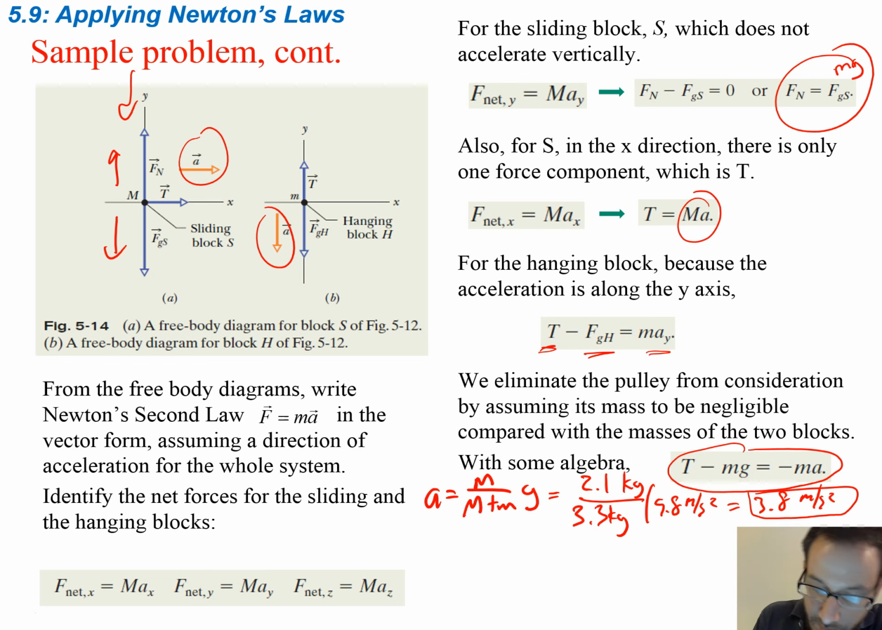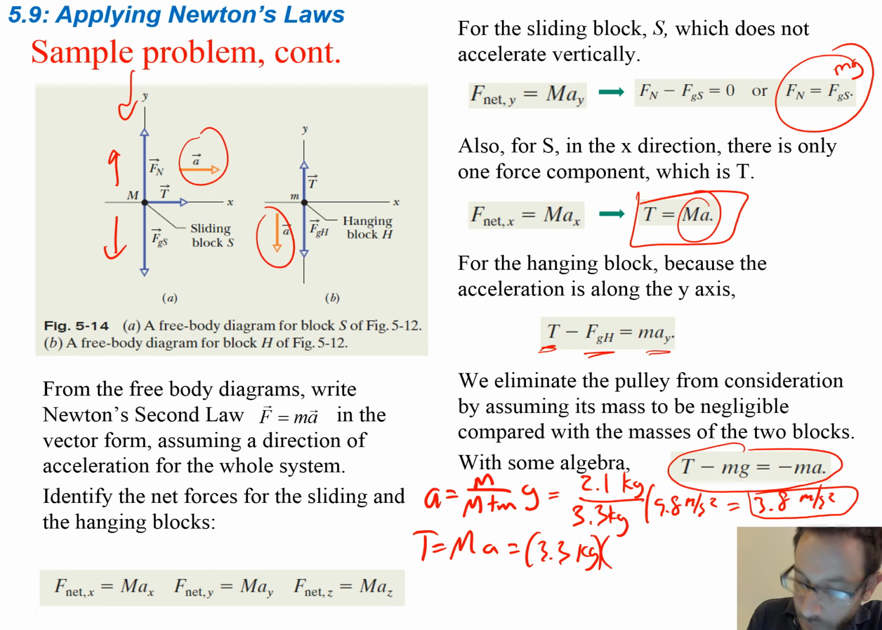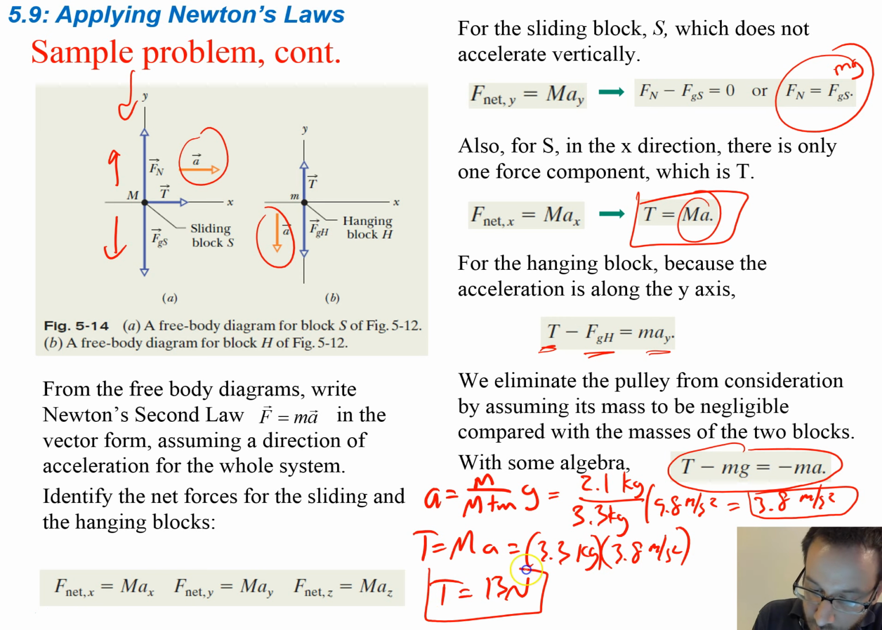Now I also wanted to find the tension. So to find the tension, at this point, I can really use any of the equations that we had before to solve for the tension. And our simplest equation happens to be this one. All right, so I'm just going to take that equation. T is equal to big M times the acceleration. And I found the acceleration, so this is pretty easy to find. So you're just going to say that is equal to 3.3 kilograms multiplied by 3.8 meters per second squared, and you get something around 13 newtons for the tension.